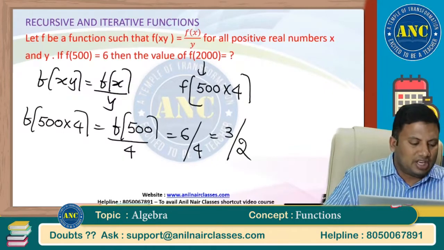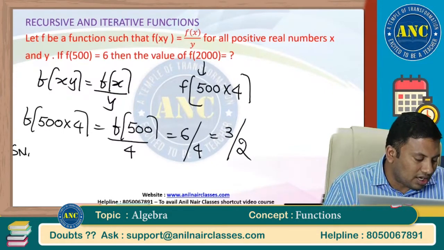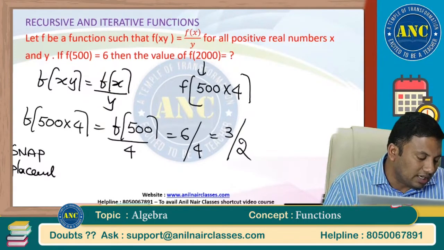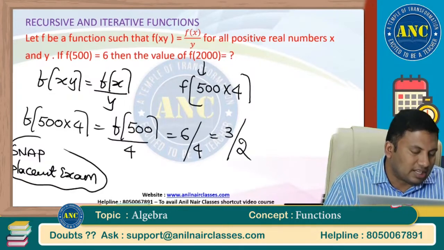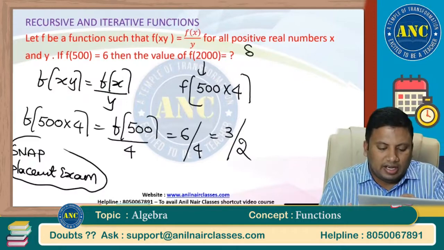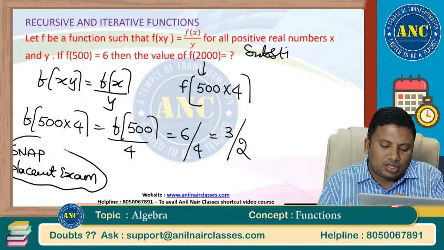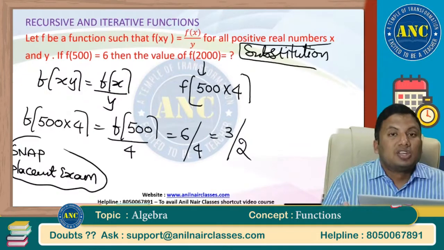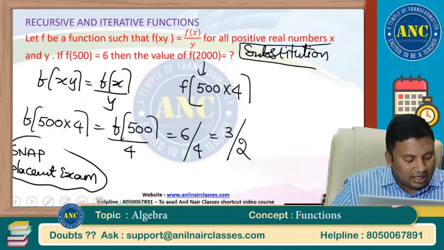Very, very easy question. This kind of question generally comes in the SNAP exam or in some placement related examination. Very simple definition of substitution. Nothing I did, it is just substitution of x value 500, y value 4. We will not leave a single model from recursive and iterative function.